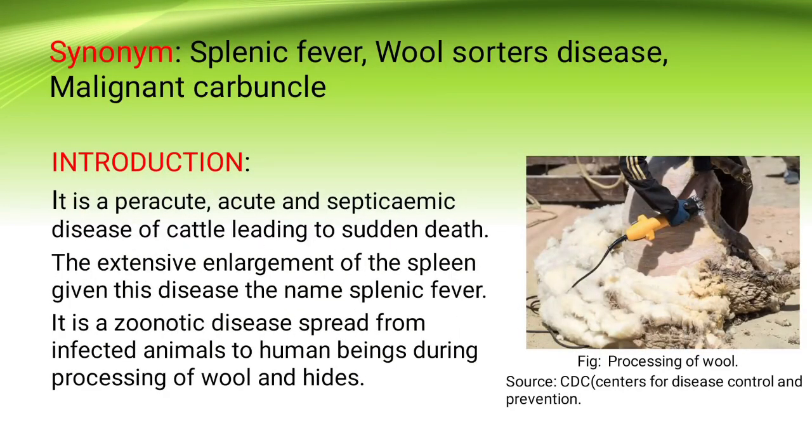The disease is also known as splenic fever, wool sorter disease, malignant carbuncle. Introduction: it is a peracute, acute and septicemic disease of cattle leading to sudden death. The extensive enlargement of the spleen gave this disease the name splenic fever. It is a zoonotic disease spread from infected animals to human beings during the processing of wool and hides.